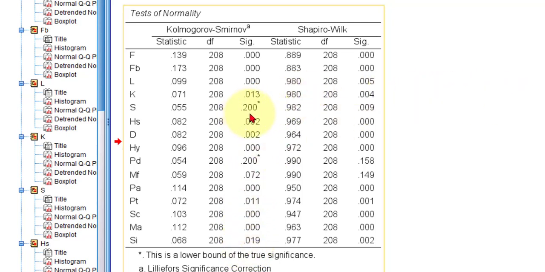Now that 200 star, that's the software saying, you know what, if you had a bigger sample size, it probably would be normal. But then you switch over to the Shapiro. Most of these are also agreeing with that. So in other words, the data set is not normal, which is strike one, which means we probably should not use a t-test. Okay? But we're going to run one anyway.